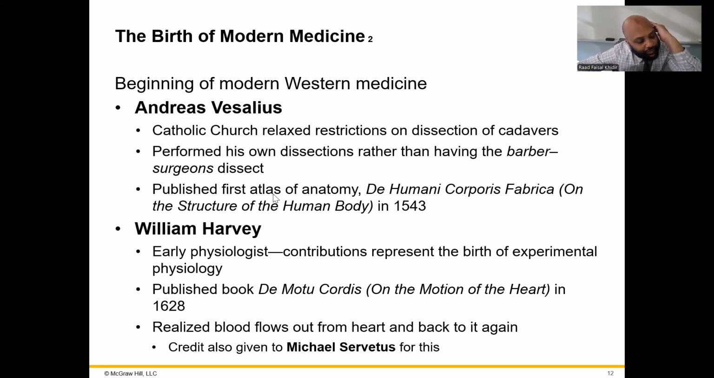Then there is William Harvey. So William Harvey is one of the earliest physiologists, and his contributions represent the birth of experimental physiology. He published the book The Motion of the Heart, and he talked about very important things in the structure and function of the blood vessels. We will talk more about that.